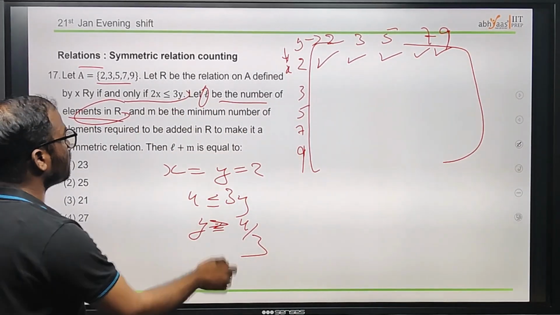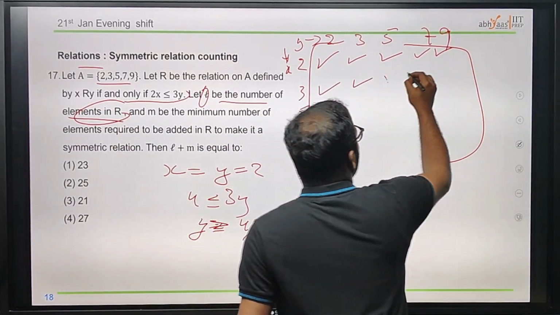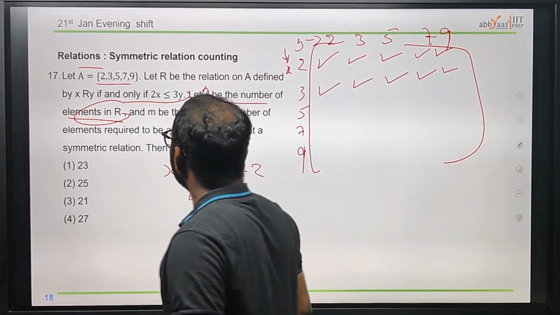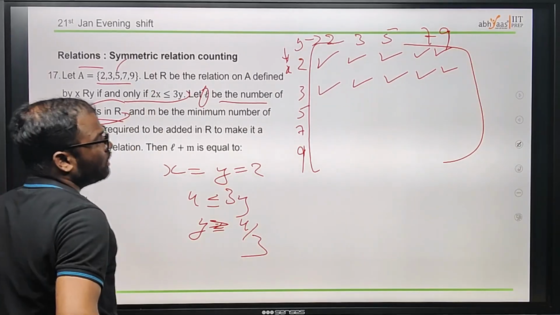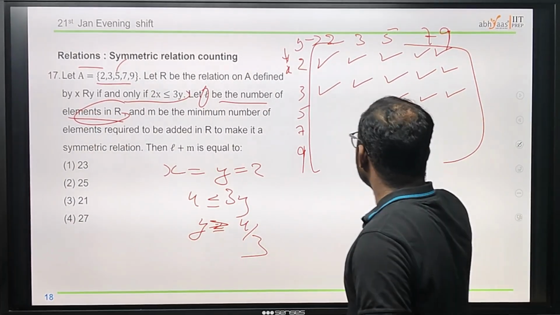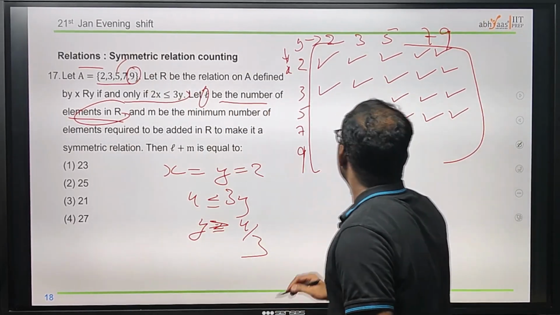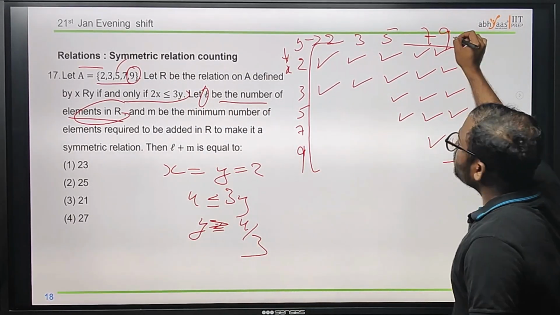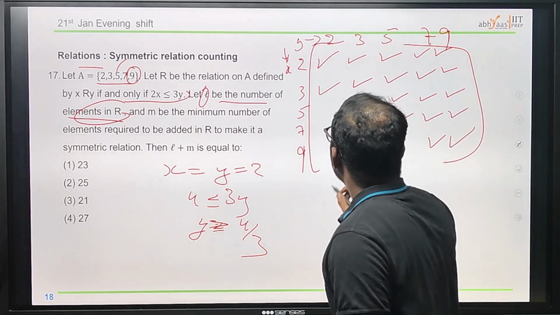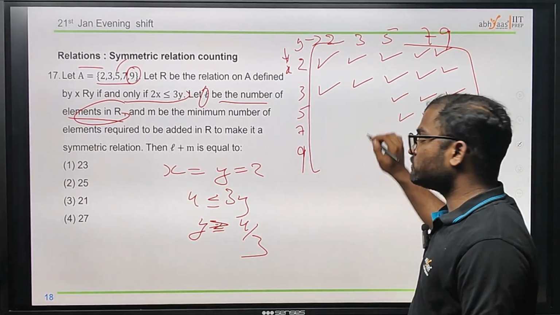Similarly, check with x equal to 3 as well. We will have the same situation, which is this one. But when it comes to 5, we have only 3 situations here, which is this one. Similarly for 7 as well. But when it comes to x equal to 9, we have only this one. 7, 9 is possible for this. Now we got the L value, the number of elements.